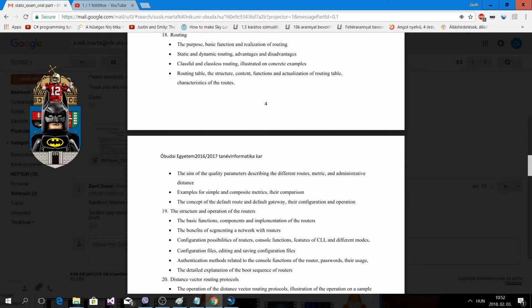The concept of default route, default gateway, the configuration and operation. I don't know what we have to talk about here. Of course, the default gateway is when you are sending traffic and it will be passed to the router, and the destination is on another network, therefore it is passed to the default gateway. And the default route is almost exactly the same, that you would like to send something, then because of the default route, it will be routed out to a specific direction. So I believe that's all about this topic.